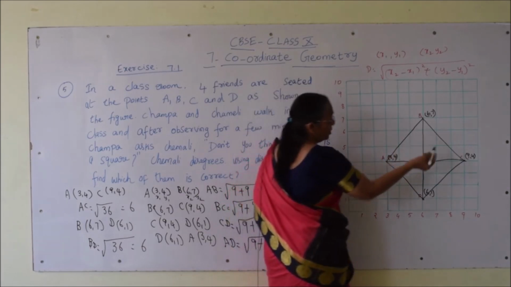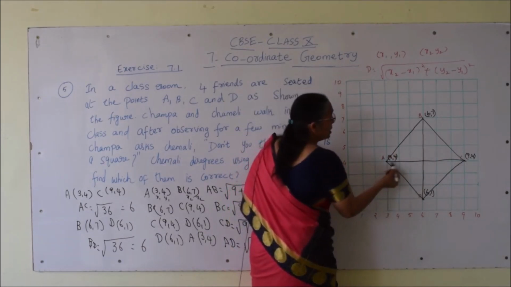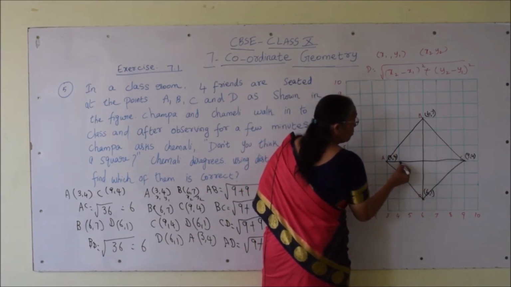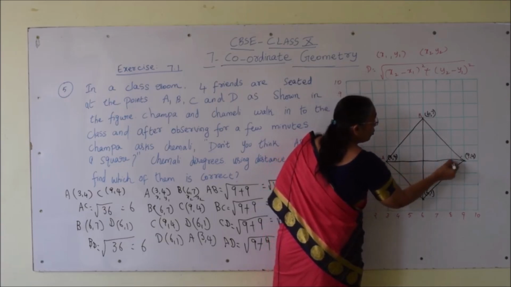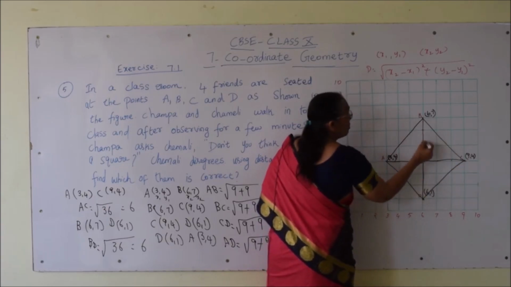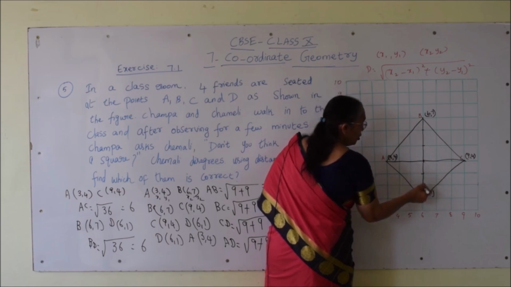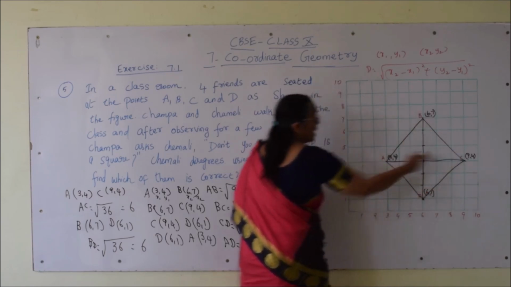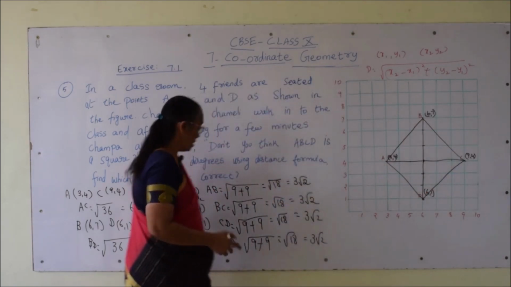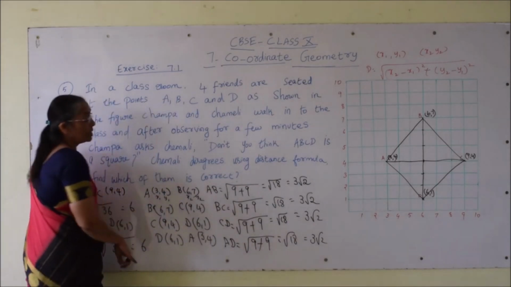See, instead of the distance formula, you can check it here also. The distance AC is 1 unit here, 1, 2, 3, 4, 5, 6. Similarly, 1, 2, 3, 4, 5, 6. So, the distance AC is equal to BD, which is nothing but 6 units.